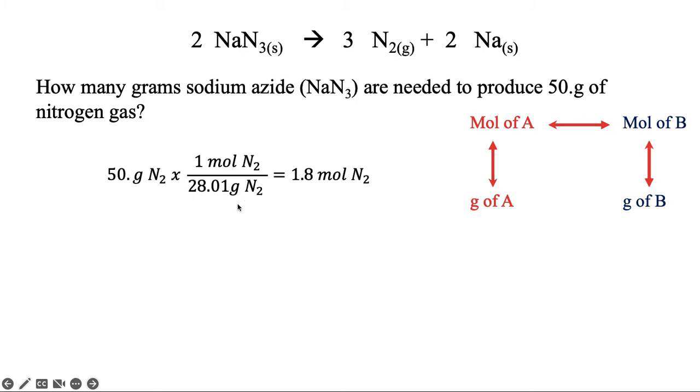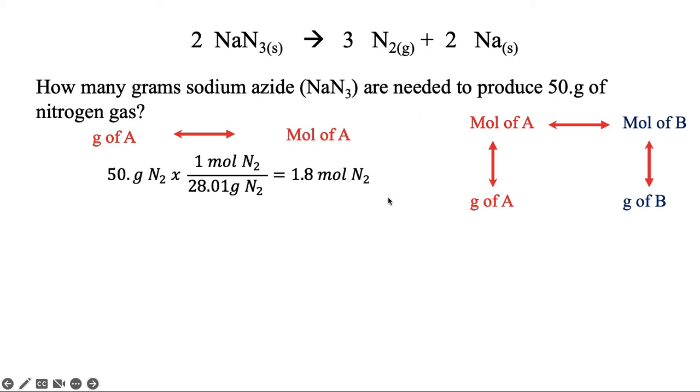My grams of nitrogen will cancel, leaving me with 50 times 1 mole of nitrogen divided by 28.01, and I get approximately 1.8 moles of nitrogen. So I went from here to here. I went from grams, and now I have moles of nitrogen. So I went from grams of A to moles of A. So I'm right here. And now I need to relate moles of A to moles of B.